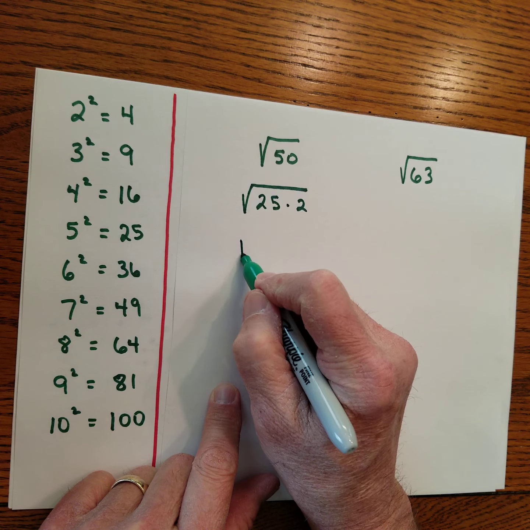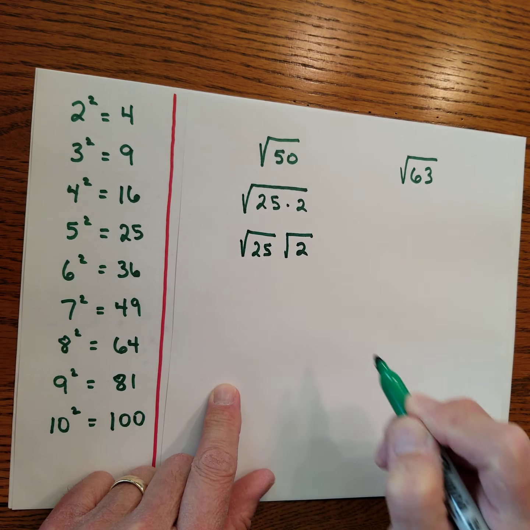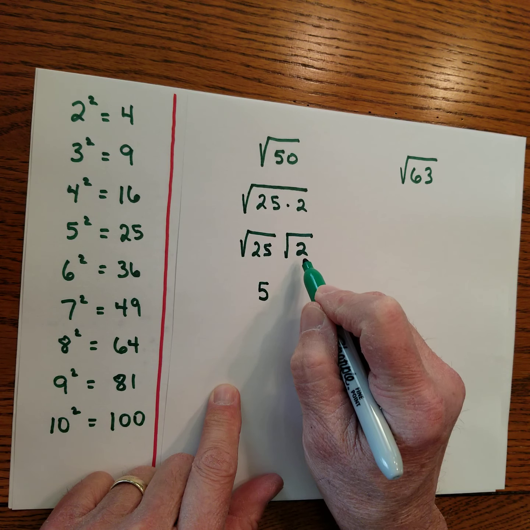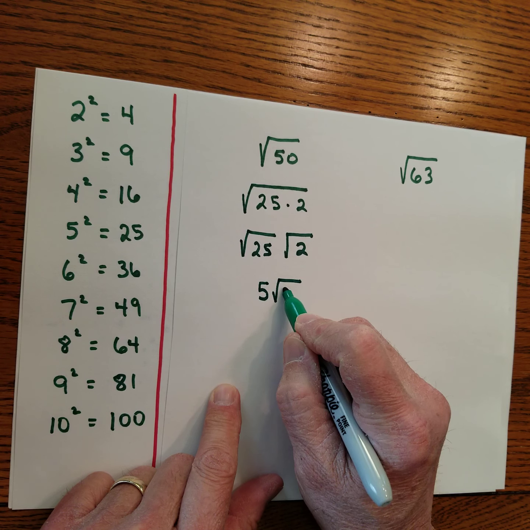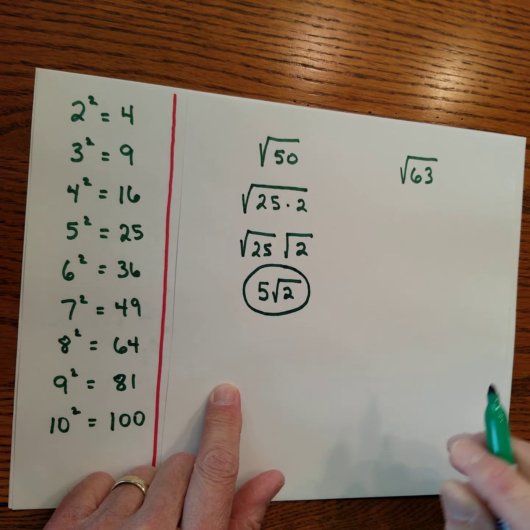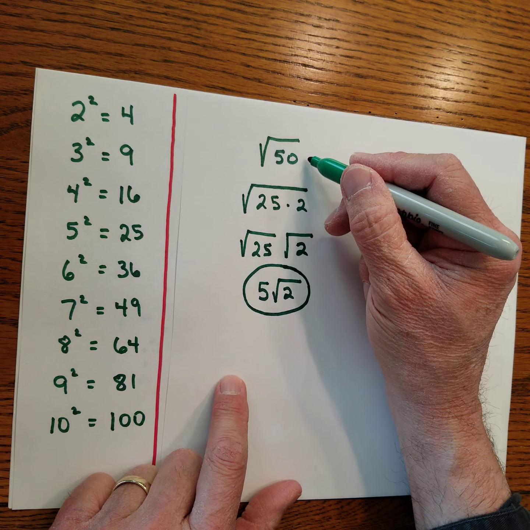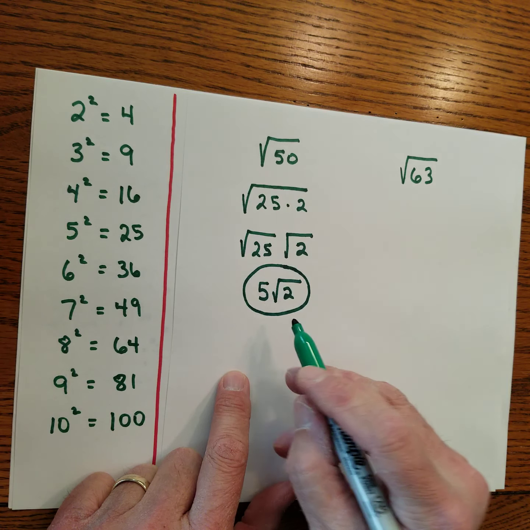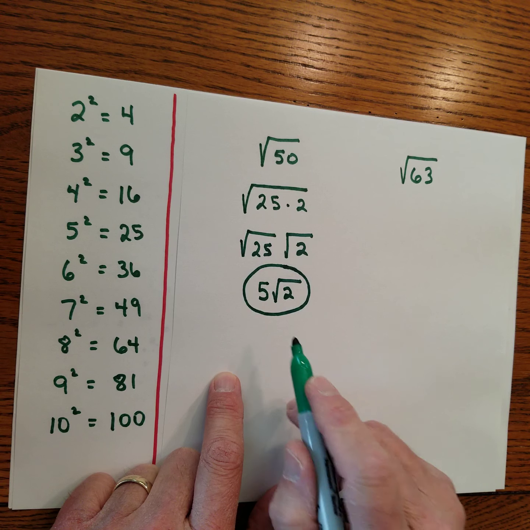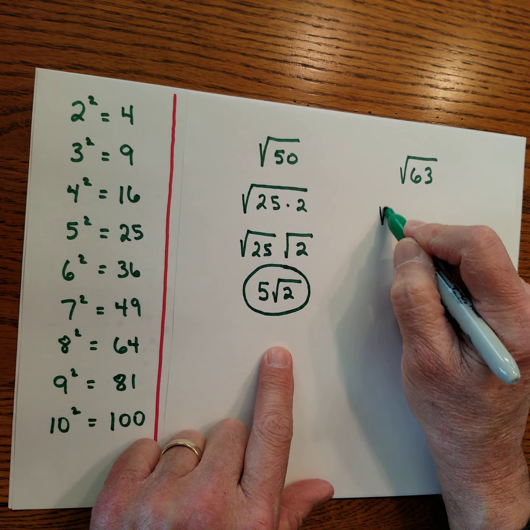Now I'm allowed to break this apart as the square root of 25 times the square root of 2. I know what the square root of 25 is. It's 5. I don't have the square root of 2 as a perfect value, so we'll leave it this way. On a calculator, the square root of 50 would be some type of a decimal. It would be the same decimal as if you multiplied the square root of 2 times 5. This is considered simplified.